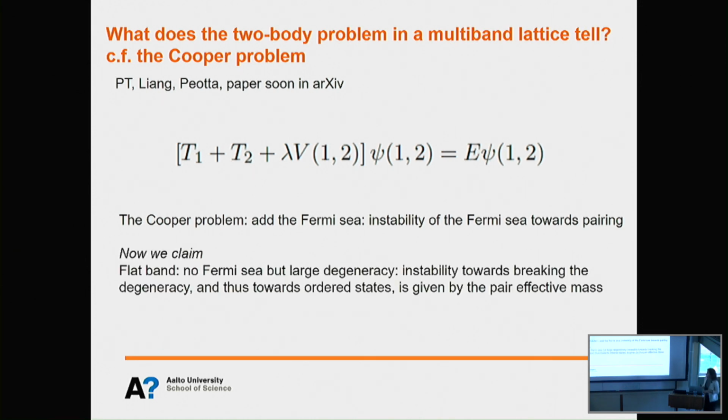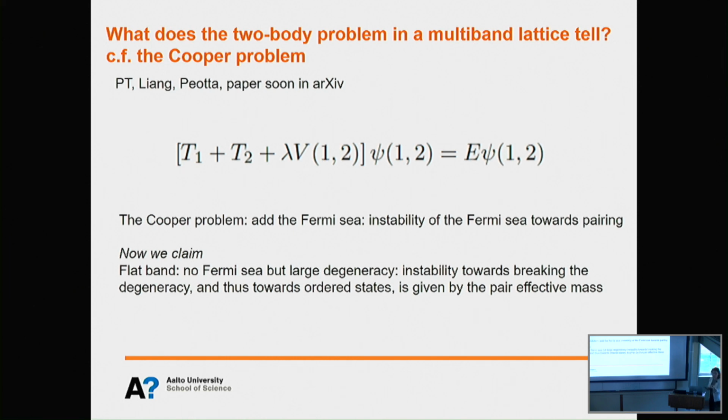And now in a flat band, we don't have a Fermi sea. This is from the beginning very different from the Cooper problem. We don't have a Fermi sea. It's totally degenerate. And now what we claim is that we have to look at, of course, whether we have a bound state there, but not only whether there is a bound state, but also whether this pair has a dispersion. Because single particles are hugely degenerate.